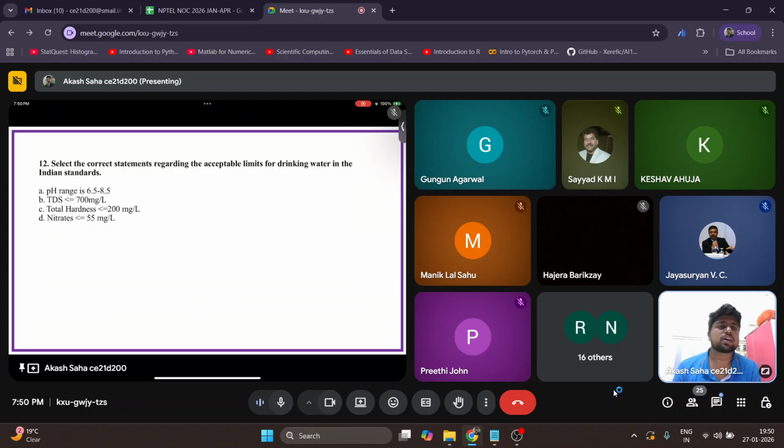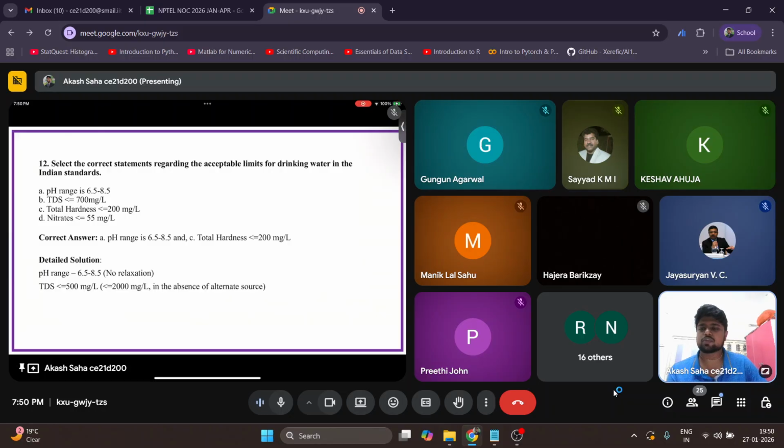Suppose you don't have any other alternate source, then the acceptable limit is less than 2000. Okay, so it is written like this. I will just show you. So TDS should be less than or equal to 500 milligram per liter, but it can also be less than 2000 milligram per liter in the absence of any alternate source, right?